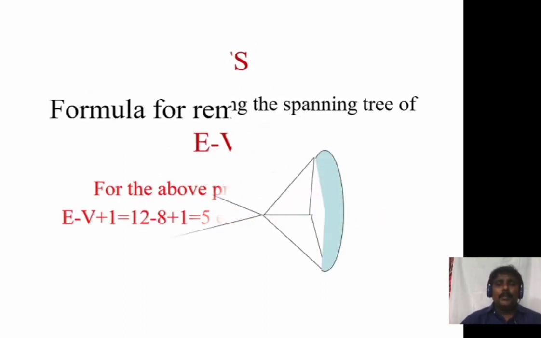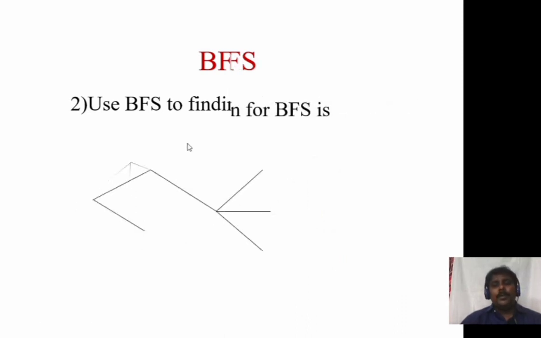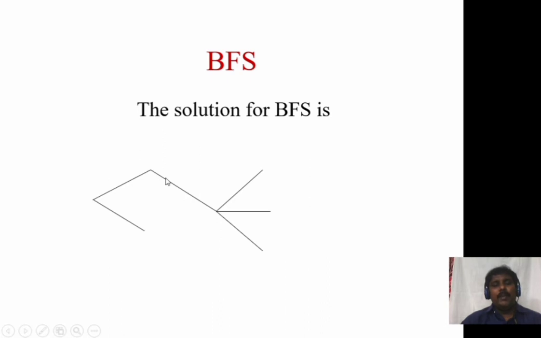Now I will take another problem. So use BFS to find the spanning tree. BFS means I have to keep in mind that I have to see the diagram breadth wise. Considering the breadth wise, a closed figure must become an open figure. So the following figure becomes like this. The closed figure will become like an open figure. So the solution for the BFS problem is this.